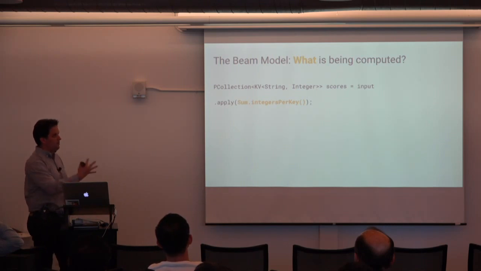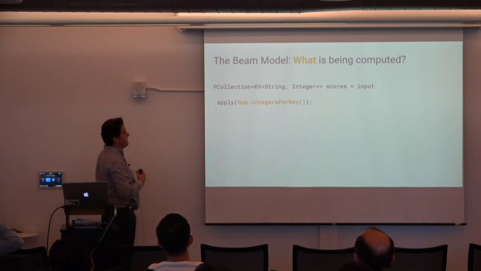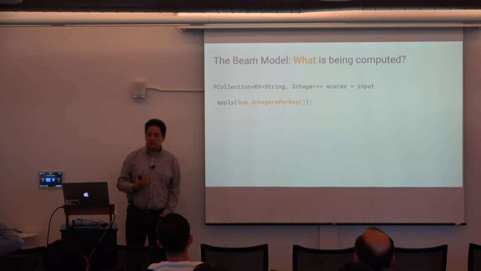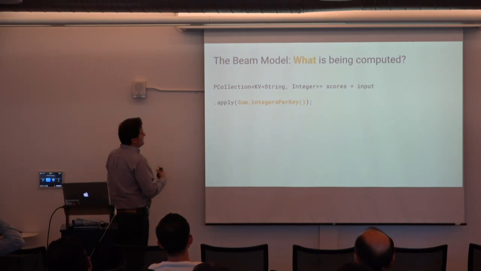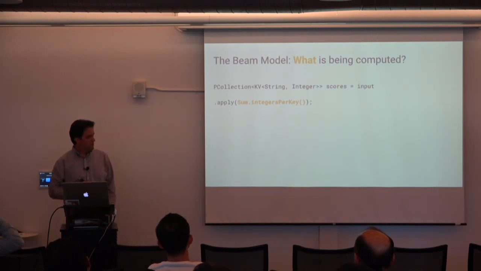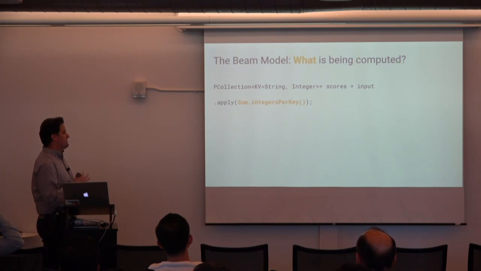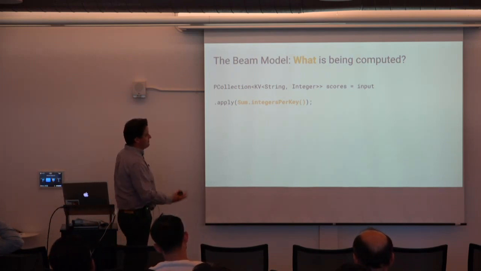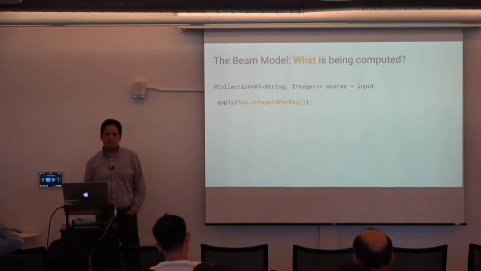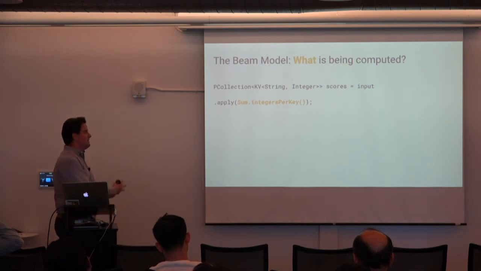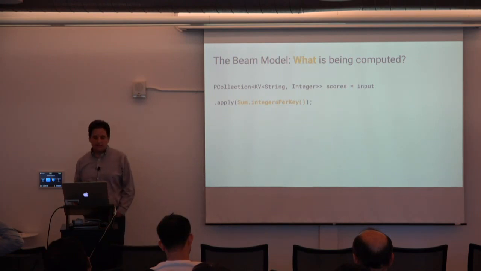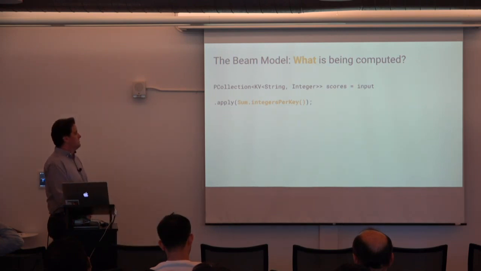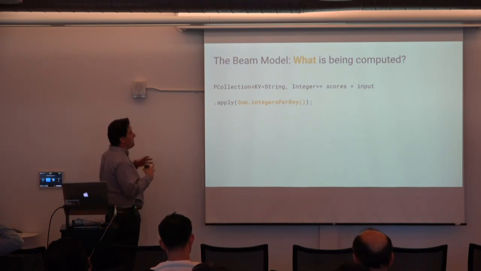So here we see one line of code that takes input, applies to it a transformation called summing integers per key, and produces an output. This line of code represents the business logic. We take an input, do something with it, and produce an output. This can be as simple as summing integers, or it can be as complicated as training machine learning models. And that is being encapsulated into this composite transformation.